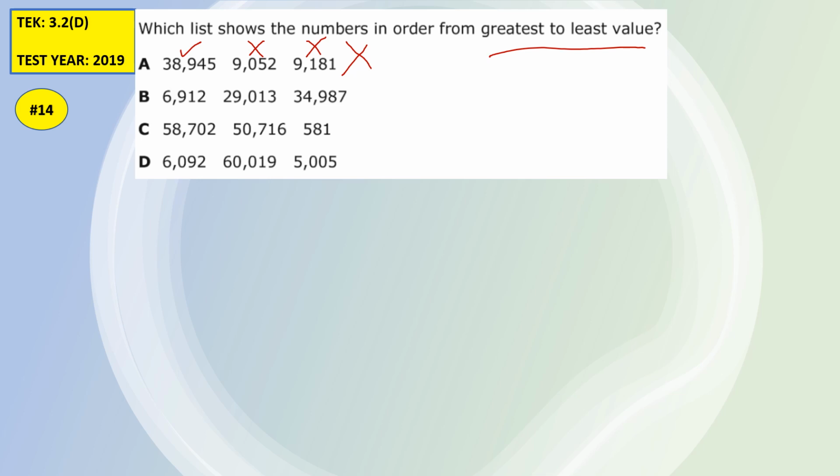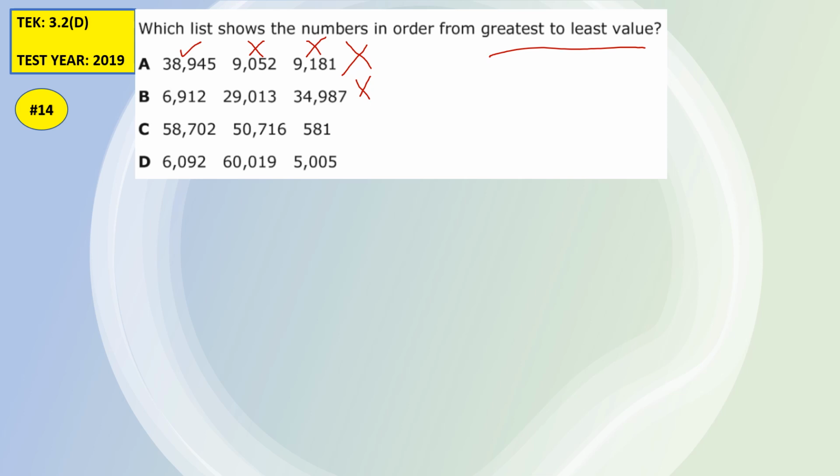Let's look at B. Well, as soon as we look at B, there's something wrong. The largest number is not first. The largest number in the list is actually 34,987. So it can't be B.